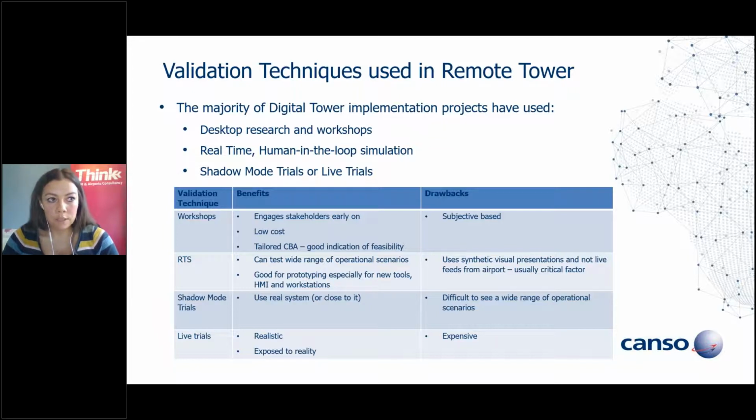And then you've got live trials. These are really realistic. You're exposed to reality. This is often left to the last technique that you would use just because they are expensive. Next slide, please.